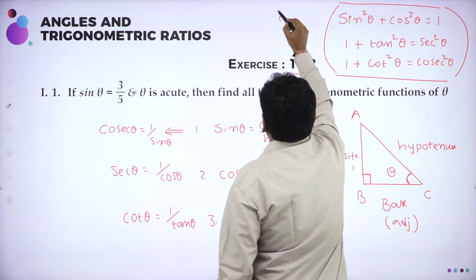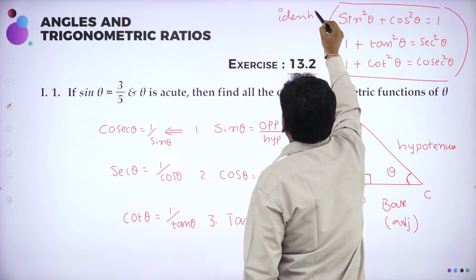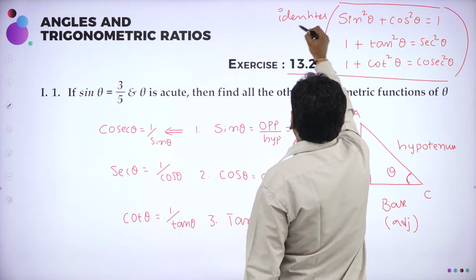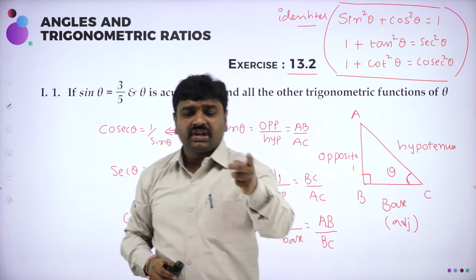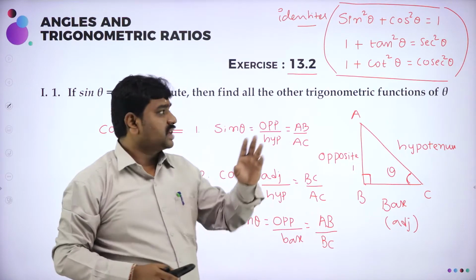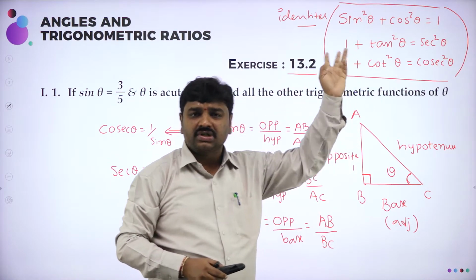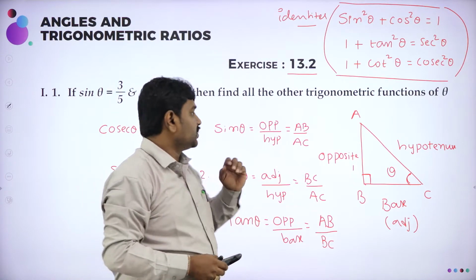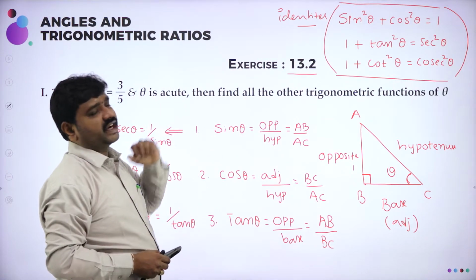We call them as what? Identities. Three identities I wrote. What are the three identities? So trigonometric identities are what? Sin square theta plus cos square theta is 1. 1 plus tan square theta is secant square theta. 1 plus cot square theta is cosecant square theta. Three trigonometric functions, three reciprocals, three identities.